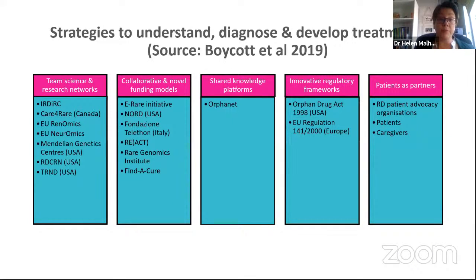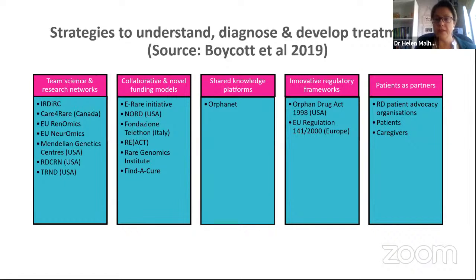There's a number of different collaborative and novel funding models, whether it be NORD or Find a Cure and so on. And we need to be more creative in how to fund this research, particularly in the current context of COVID, where a lot of our funding is being redirected to the COVID emergency response. Shared knowledge platforms, Orphanet is probably the best example of this. Starting out in France, now it includes many countries collaborating across the world. And it's a very useful resource.